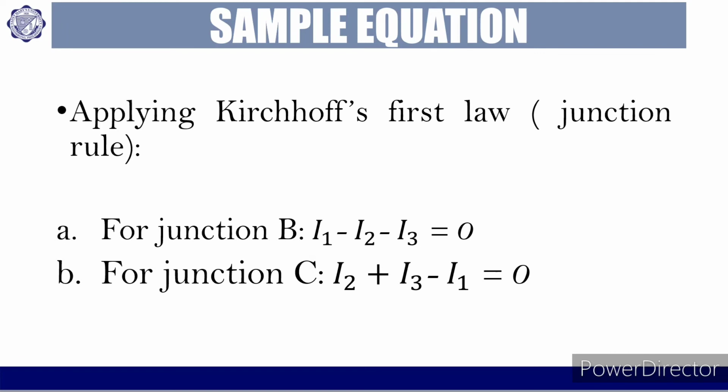Applying Kirchhoff's first law, the junction rule, for junction B, we have I1 minus I2 minus I3 equal to 0. Take note that current 1 is positive because it is entering junction B. Current 2 and current 3 are negative because they are leaving junction B. For junction C, we have I2 plus I3 minus I1 equal to 0. Take note that current 2 and current 3 are positive because they are entering junction C, while current 1 is negative because it is leaving junction C.